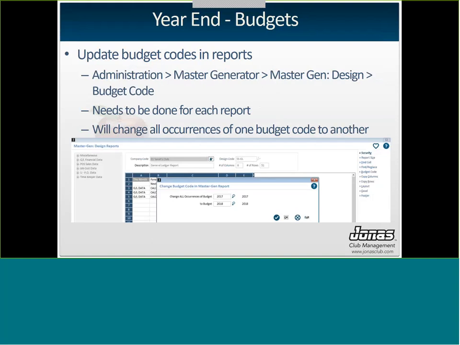If you're using the Master Generator program for any GL reporting, you go to Administration, Master Generator, Master Gen Design, and then Budget Code. There's a button over to the right-hand side for each report. So you do need to go into each report to make this change. This will change all the occurrences of one budget code to another. So again, if there's a 2017 budget in the report, it will be changed to 2018 using this program. Then I know that my reports are current.